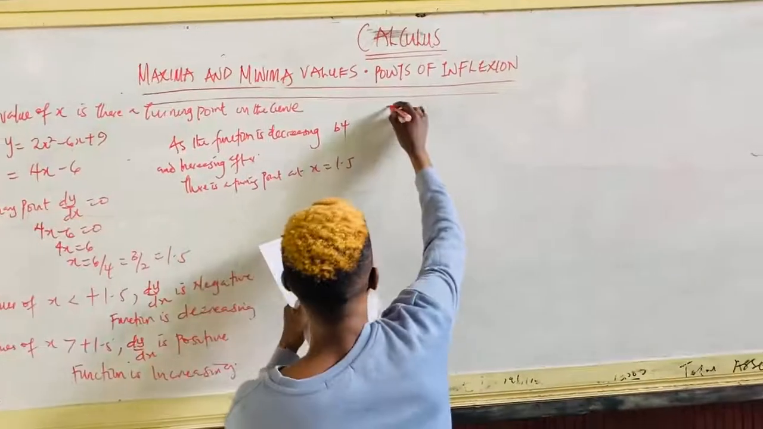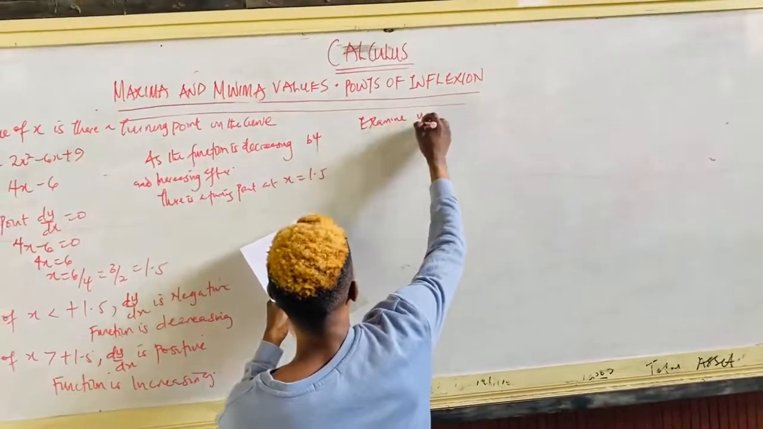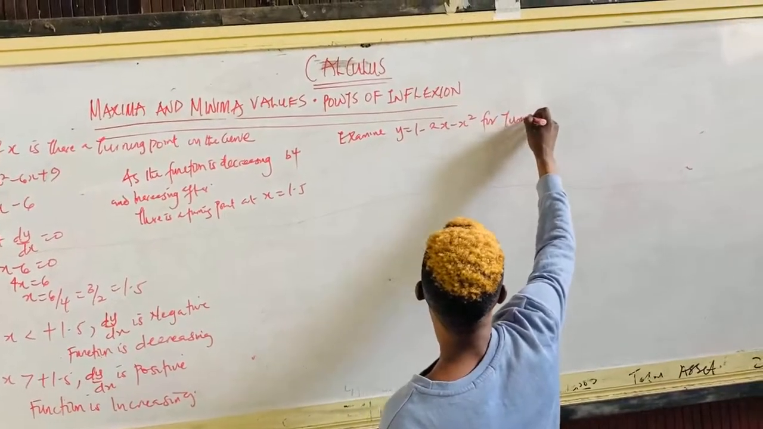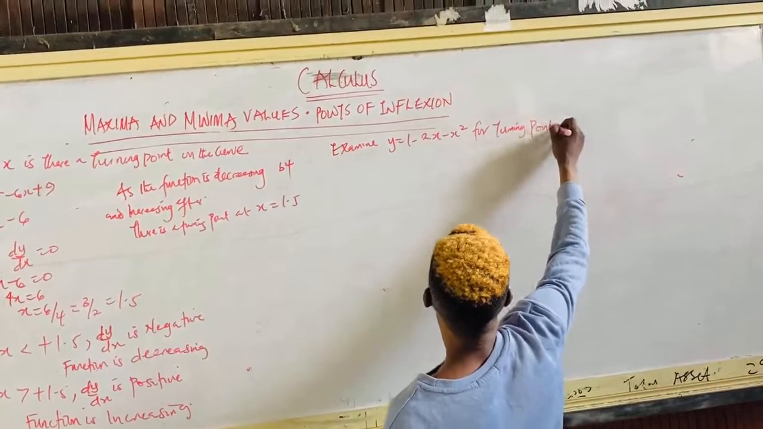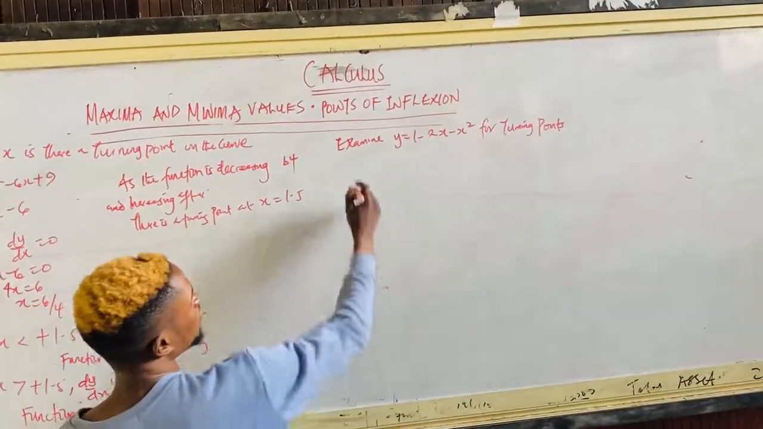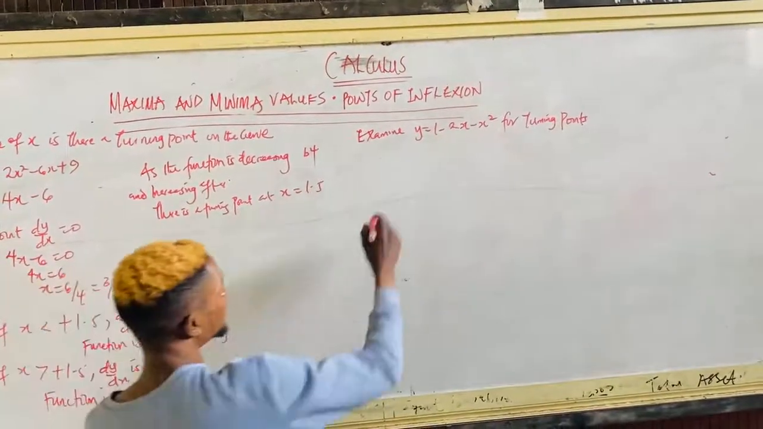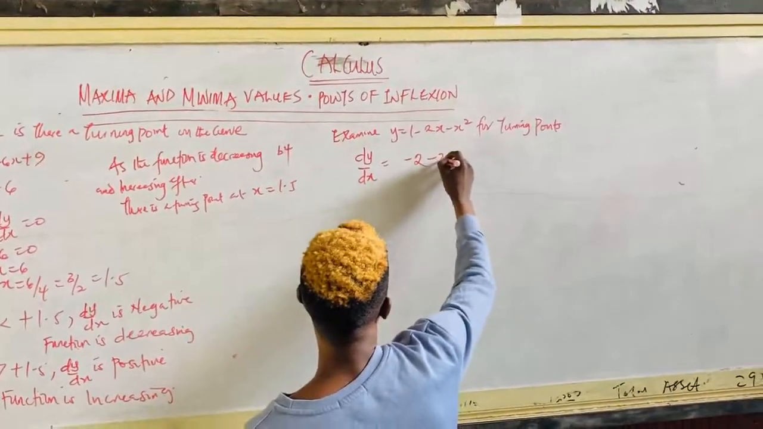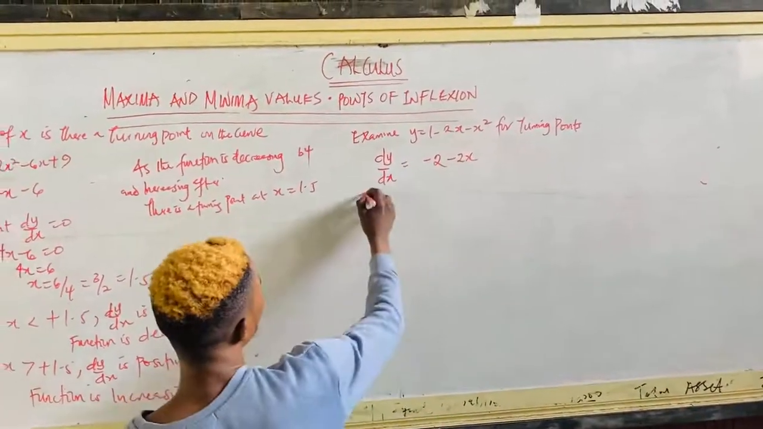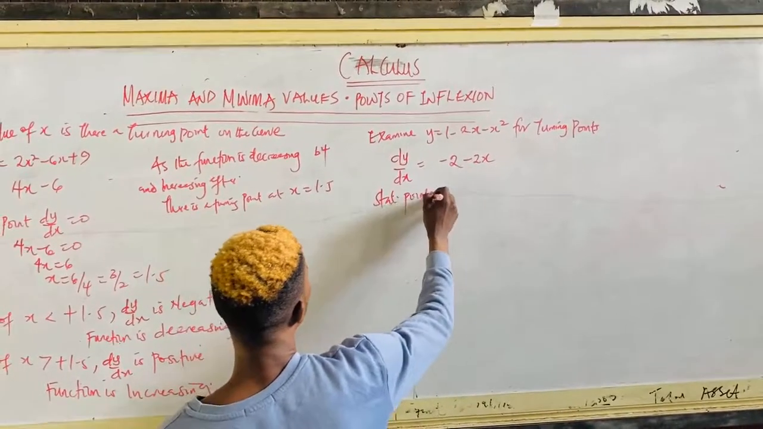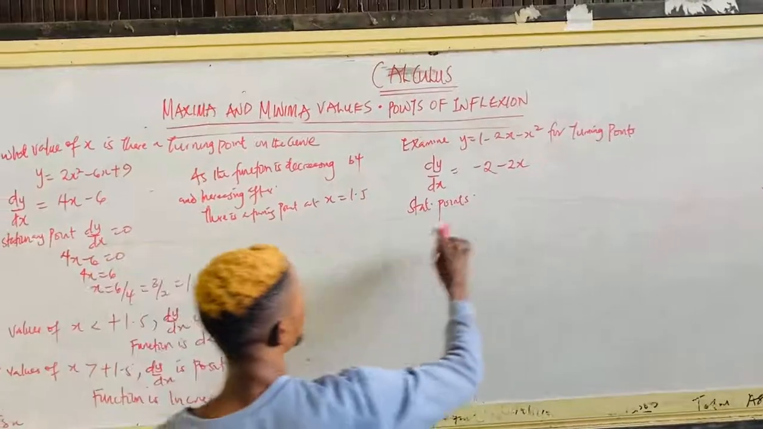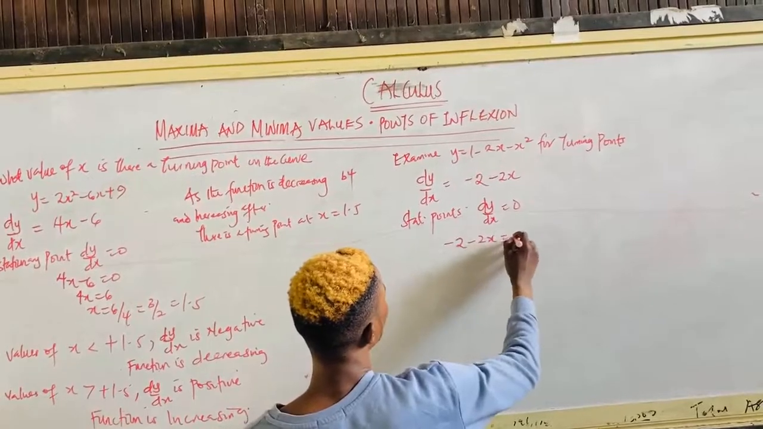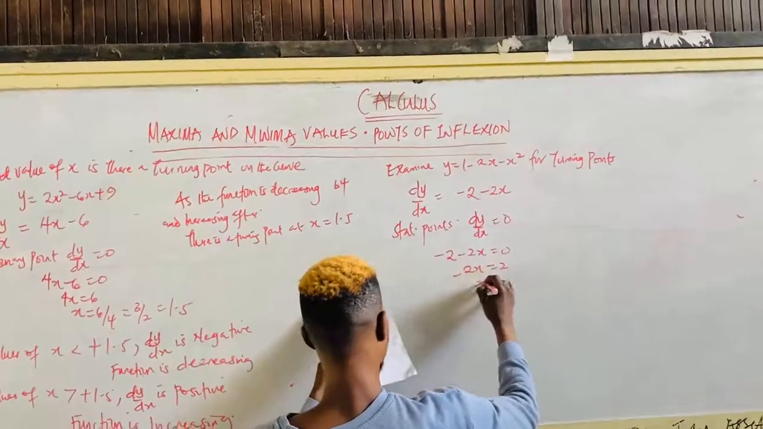Another one is to examine y is equal to 1 minus 2x minus x squared for turning point. Now for you to examine this, the first thing to do is find the derivative of the function. That's minus 2 minus 2x. Then after, you take the stationary point, where dy/dx is 0. So that's minus 2 minus 2x is equal to 0. So minus 2x is equal to 2, x is equal to minus 1.